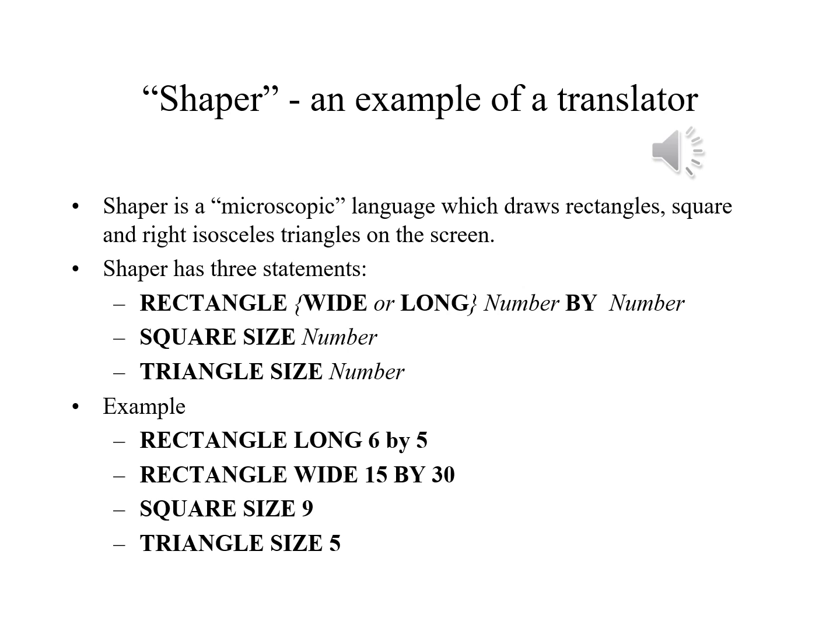The language is actually fairly simple. There are 3 different types of statements: rectangle, which is followed either by the word wide or long, and then a number, an integer, the word by, and another integer. We have to state in advance if the rectangle is long or wide. Long means that the first number is greater than the second. Wide is the other way around.